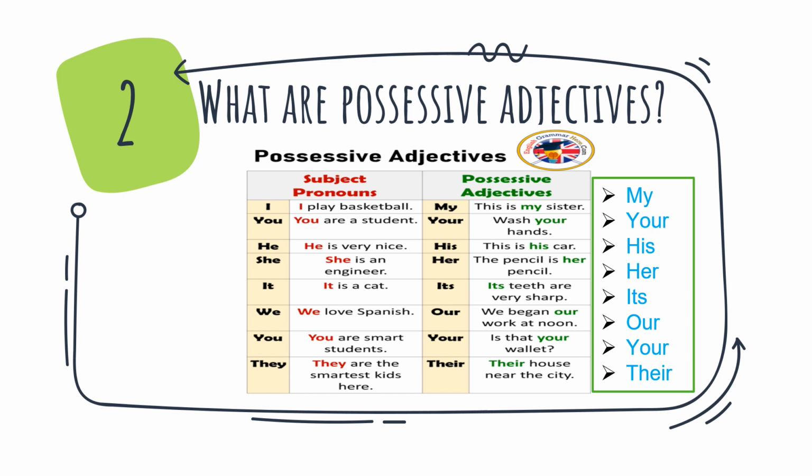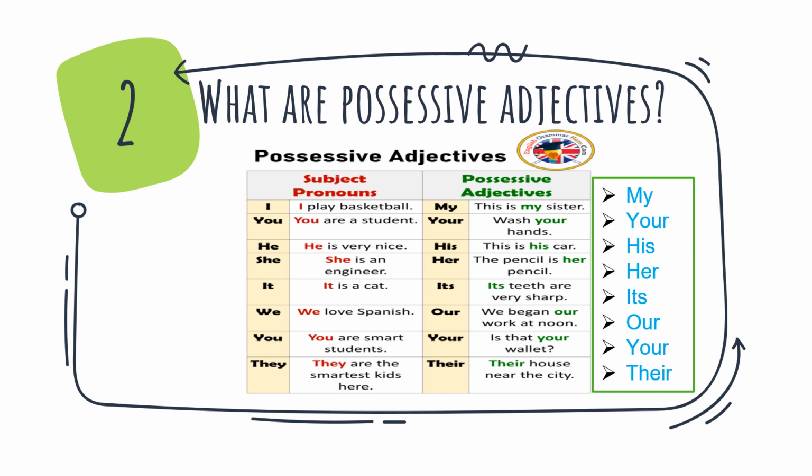His: this is his car. Kereta dia, his car. His we use for male. Maksudnya his ni kita guna untuk lelaki. Her, kepunyaan dia, we use that for female. The pencil is her pencil. Itu pencil tu adalah kepunyaan dia. Look at the possessive adjective written here, her, followed by the noun pencil.